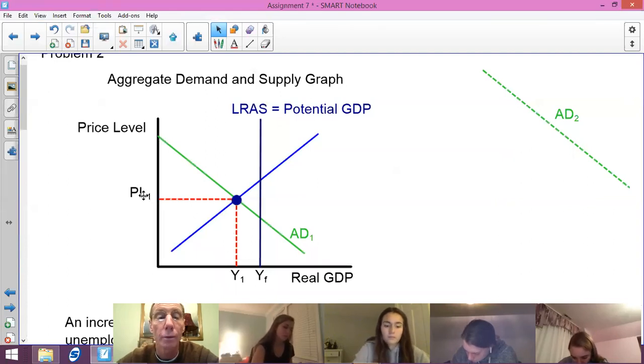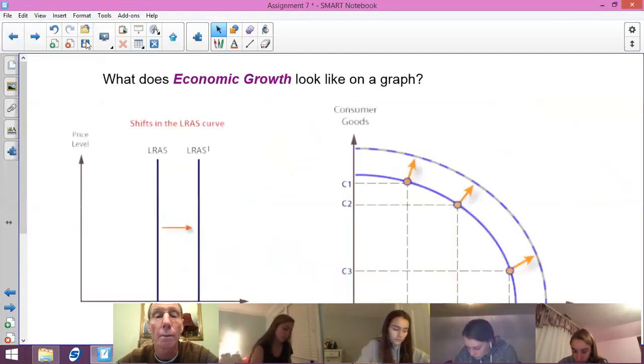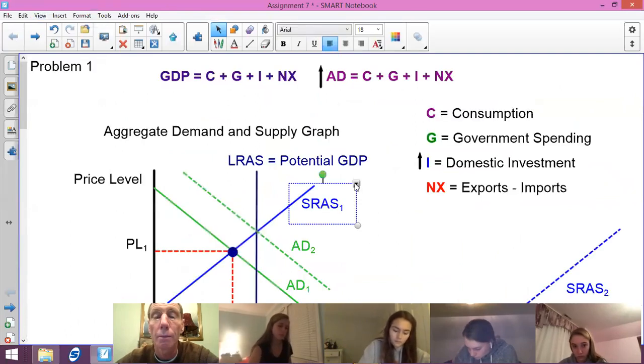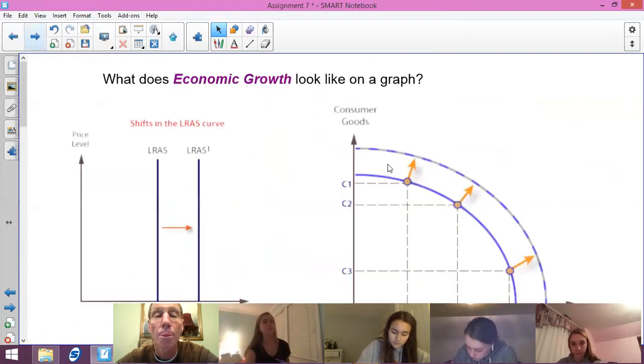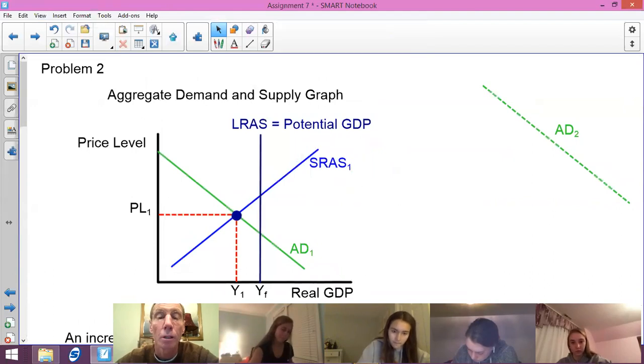Y1, YF, price level 1, long run, short run. Actually, I need to label this short run, so let me copy this. This should go right here, I guess.